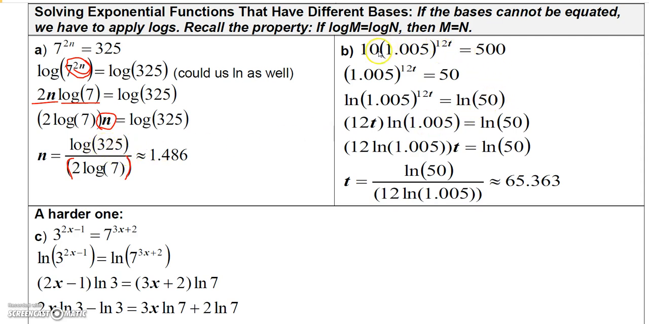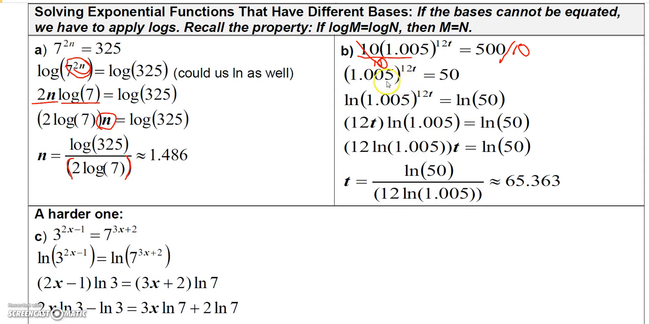Okay, here's another example. Here I have 10 times 1.005 to the 12t equals 500. So what I want to do first is get rid of the 10. So I'm just going to divide both sides by 10 here. Then of course over here it'll cancel, and over here I'll just get 50. So now I have something similar to what I had over here.